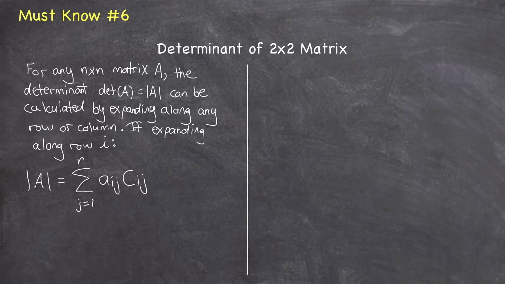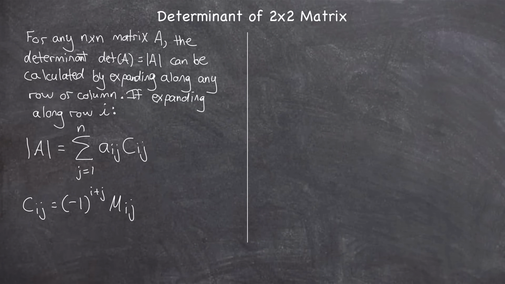So in row i, we do each element times its cofactor and add it all together. But what is a cofactor? To find the cofactor of any element in the matrix, you do negative 1 to the exponent of the row number plus the column number, times the minor of element ij. But what's the minor of element ij? Well, any minor element is just the determinant of the submatrix obtained by removing the ith row and jth column.